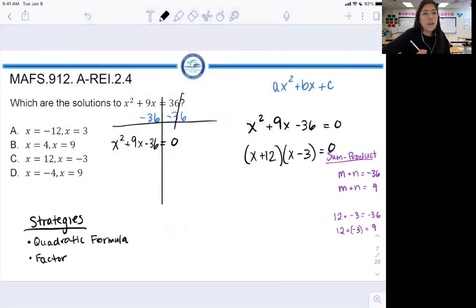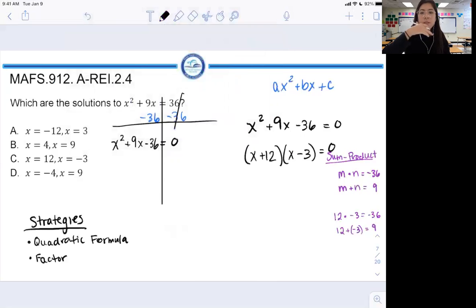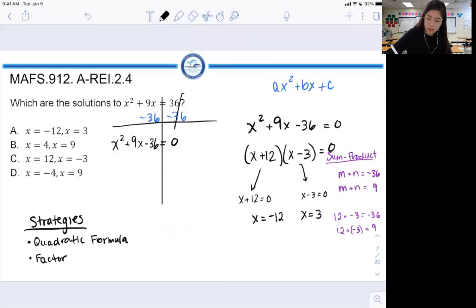Okay. So now what do we do? Who remembers? Solve algebraically, just the opposite of what you see there. This would be x plus 12 equals 0, and this one would be x minus 3 equals 0. So when I solve algebraically, I get x equals negative 12 and x equals positive 3.